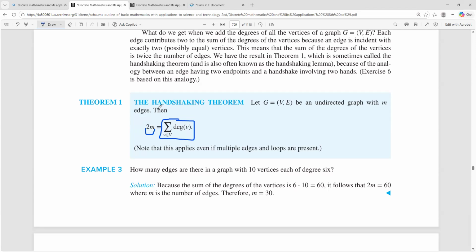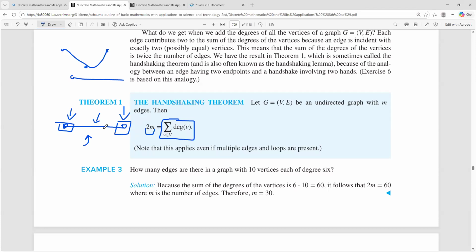So that's the whole reason behind the handshaking theorem. If I have two vertices in a graph, one edge, this edge is one of the m edges. It always connects two vertices. You can't have an edge that only juts out of one vertex, and you can't have one edge that connects all three, because then this just becomes two edges. So one edge always connects two vertices.